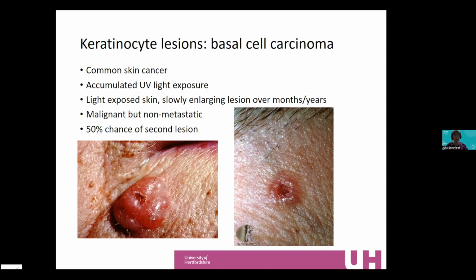These are cancers, they are common, they are malignancies, but they are not metastatic. And the important thing, there's some pictures of them here, the important thing is that once you've had one, you have a 50% chance of getting a second lesion over the next 5 years. So we don't follow these patients up in dermatology, but we give them lots of information to look out for new or second lesions.